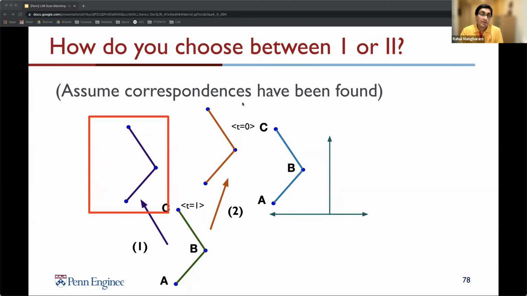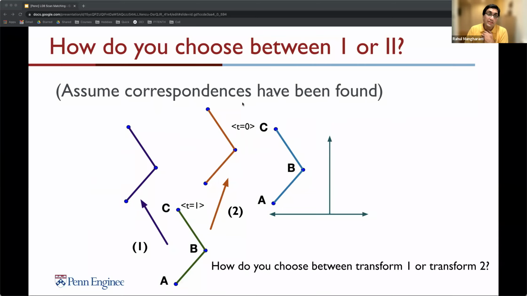Let's say we have one option, shown in purple over here on the left, that transforms the points at t1 in some direction to the left. Another option is to transform the points to the right, in this brownish orange. And the question now becomes, how do you choose between transform 1 or 2 over here? So in this example, the obvious answer is option 2, but that's because we already knew the points correspond to A, B, and C, and it's obvious that the points at time step t1 end up closer to the points at time step t0 when they're transformed.